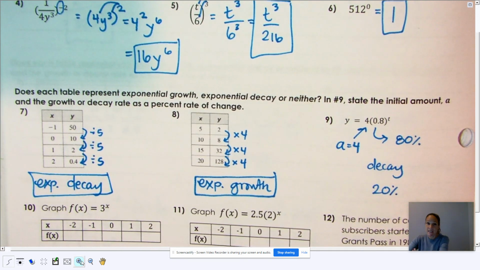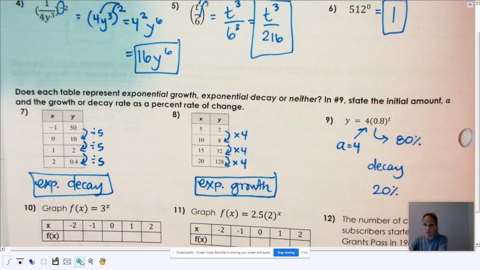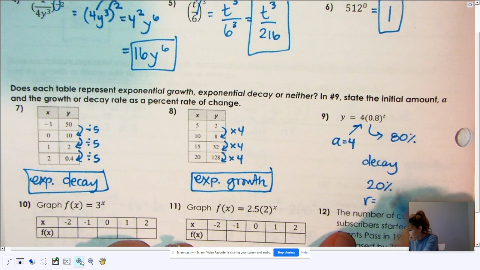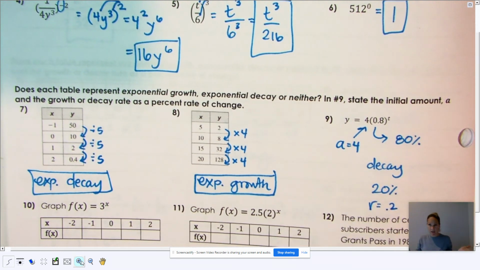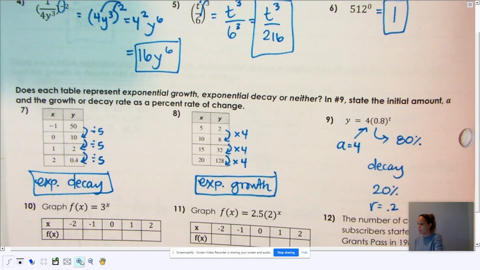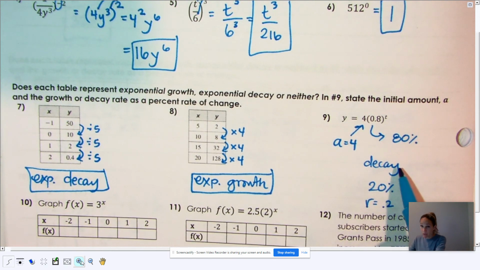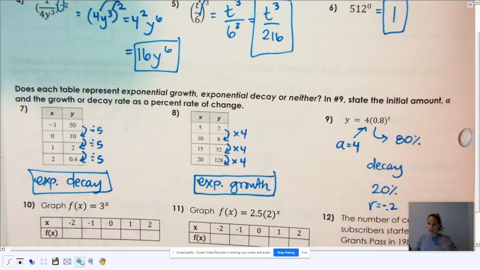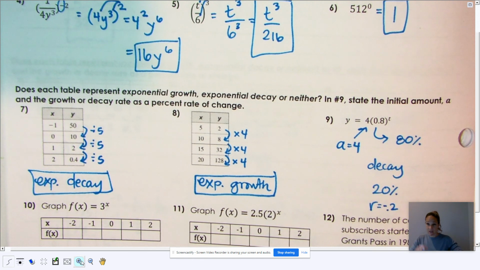Okay, so the rate of change, the percent of change would be 20%, or you could say R equals negative 0.2 or something like that. Make sure you check with your teacher and see how they want you to record your answers. Okay, but it is going down by 20%. Okay, it's not growing. So the rate, I would even be tempted to put in a negative there. But again, talk to your teacher about that.